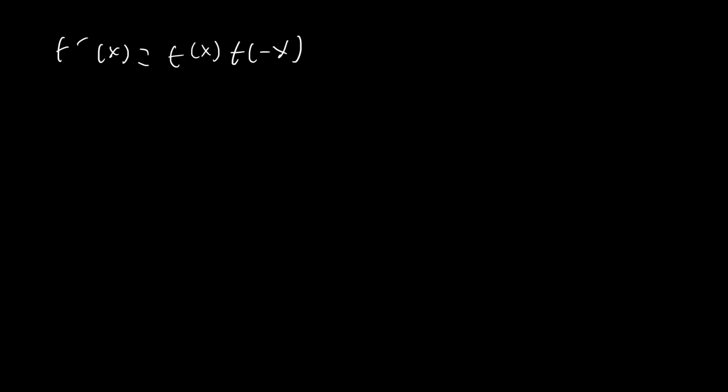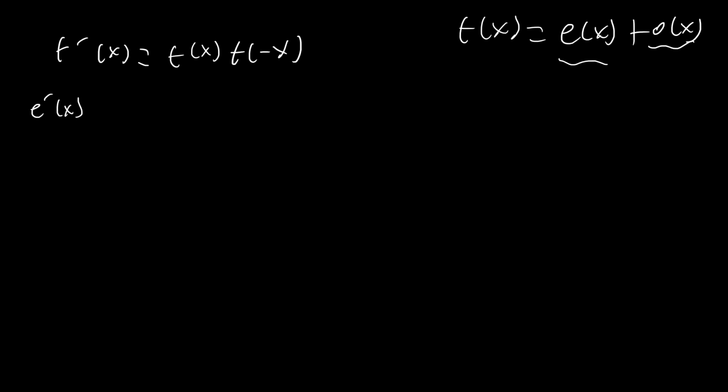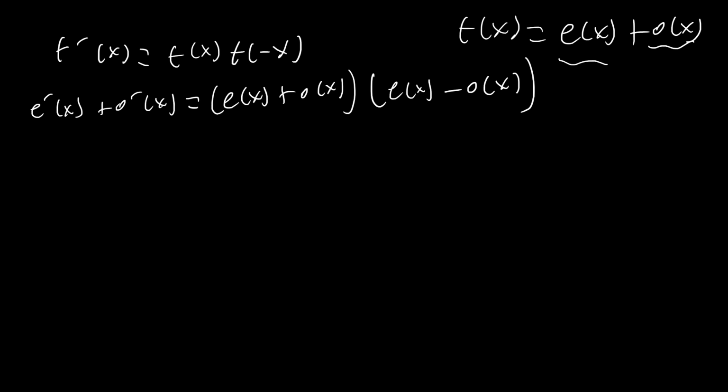So instead, we are going to use the second method, and we're going to split up f of x and say that f of x equals e of x plus O of x again, even part, odd part, right? So f prime of x is going to equal e prime of x plus O prime of x, times e of x plus O of x, times e of x minus O of x. All right, and luckily here we have a difference of squares relation, which means that we can just say that e prime of x plus O prime of x is equal to e squared of x minus O squared of x.